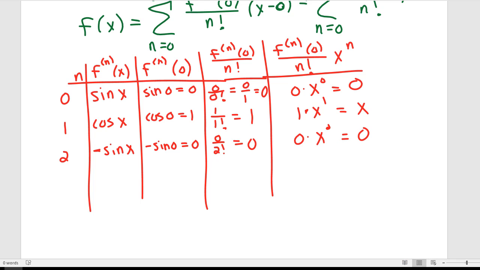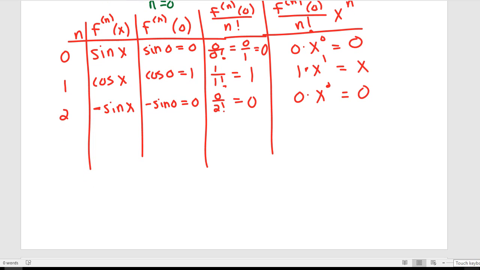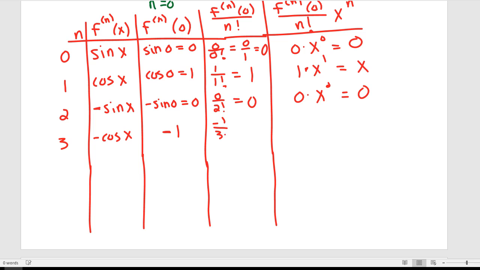Okay. I'm kind of starting to see a pattern here, but I'm going to do a couple more terms just so I can be 100% sure of my pattern. Right? So let's do a couple more. So I'm going to do n equals 3. The derivative of negative sine is negative cosine. I'm plugging 0 in. So cosine of 0 is 1, so I get negative 1. And then I have negative 1 over 3 factorial.